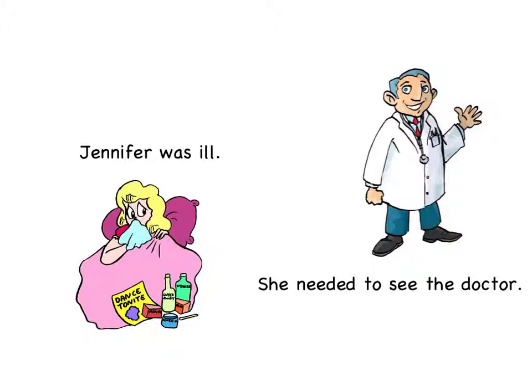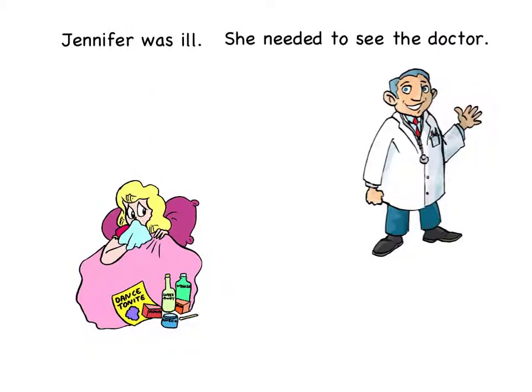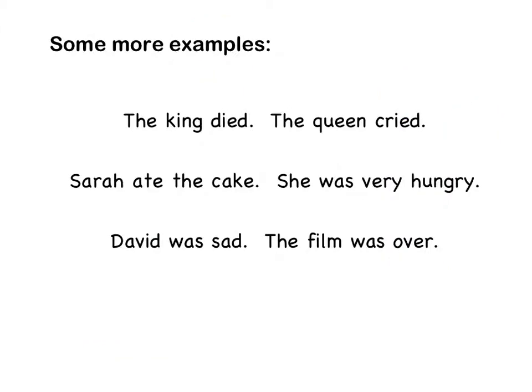Finally, let's see the two sentences. Jennifer was ill, she needed to see the doctor. We can see that the reason Jennifer needs to see the doctor is because she is ill. Therefore, we can use a semicolon to link the two sentences together. However, because she is a pronoun and not a proper noun, we do need to replace the uppercase S with a lowercase s.